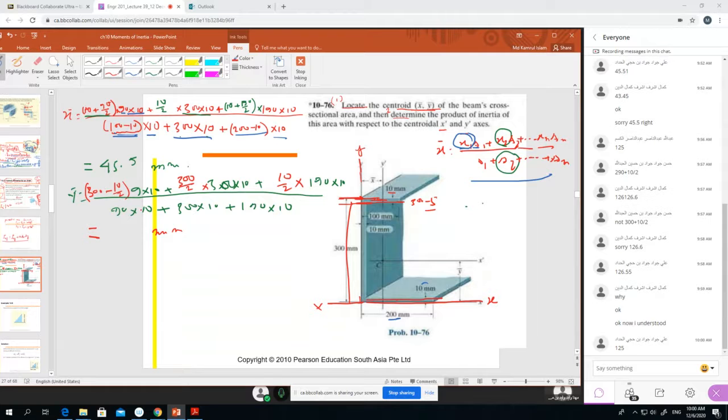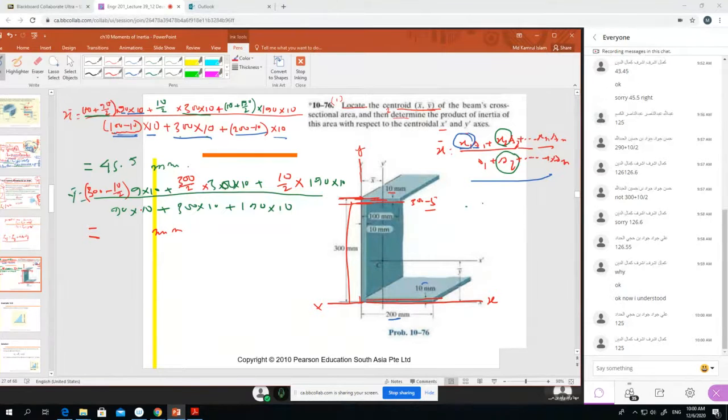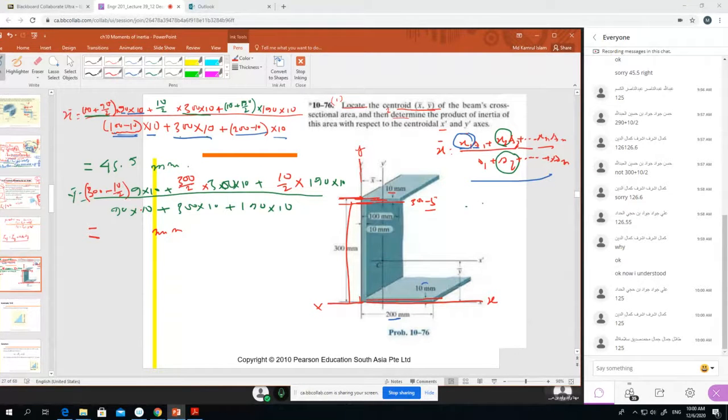So this is the change. Ali Jawad is saying 125. Yes, 125. Okay, fine. So 125 means the center is approximately somewhere here. Y bar is 125 and x bar is 45.5 millimeter. Somewhere here is our center, in millimeters.